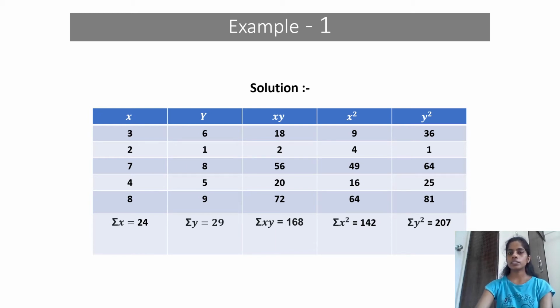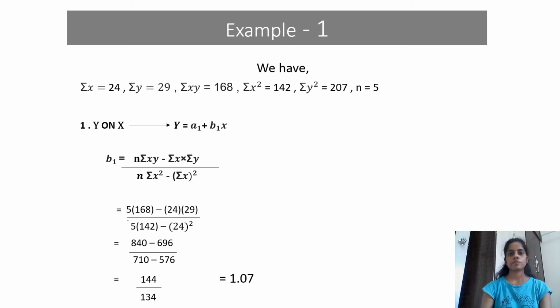After drawing this table, we will get summation of x is equal to 24, summation y is equal to 29, summation xy is equal to 168, summation x square is equal to 142, and summation y square is equal to 207. So we have summation of x, summation y, summation xy, summation x square, summation y square, and n, that is equal to 5. So the first regression equation is y on x. It means y is equal to a1 plus b1x.